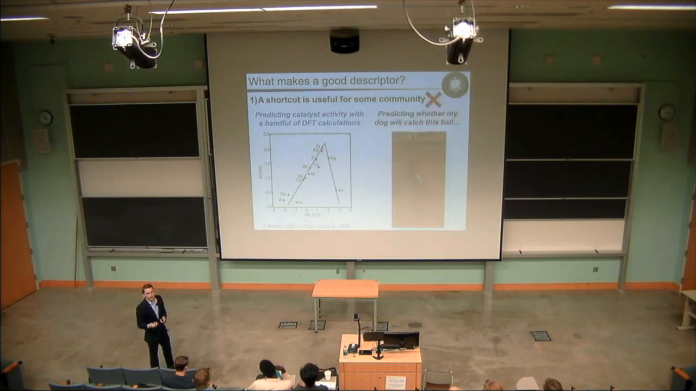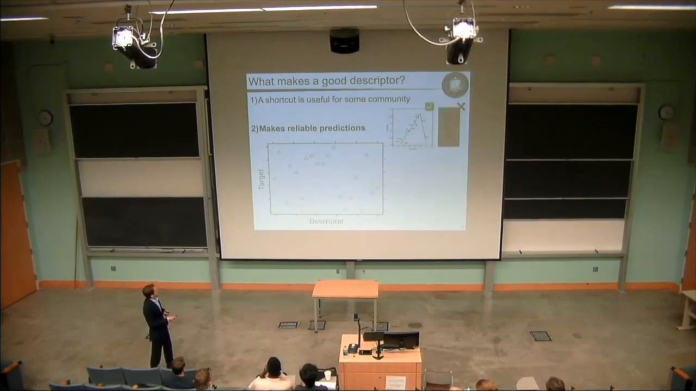So as a contrast to what would be a useful descriptor, this would certainly not be useful. So just predicting whether my dog is going to catch this ball that I throw to her. So while she and I might be interested in whether she's going to catch this so that I have to wonder if I have to track it down after she misses it, most of the material science and chemical engineering community is probably not going to care. So it's not really worth developing a machine learning model based on her coordinates to predict whether she'll catch this tennis ball.